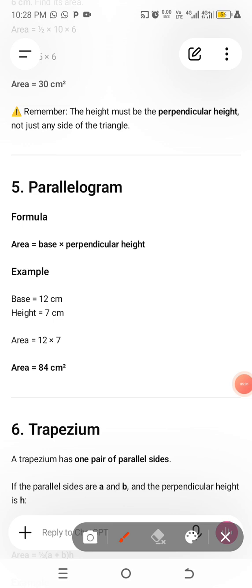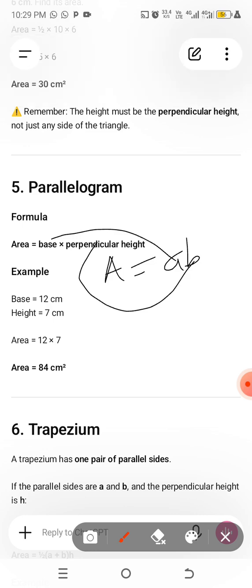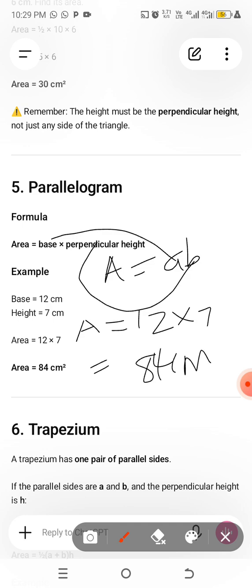Alright, let's look at parallelogram. The parallelogram formula is just equal to AB. Remember, A is base, B is perpendicular height. So in the exam, don't go and write AB. Don't say I'm not asked to write AB. You write base times perpendicular height. You get? So if they give you A as 12 and B as 7, then that will be equal to 12 times 7, which is 84 centimeter square.